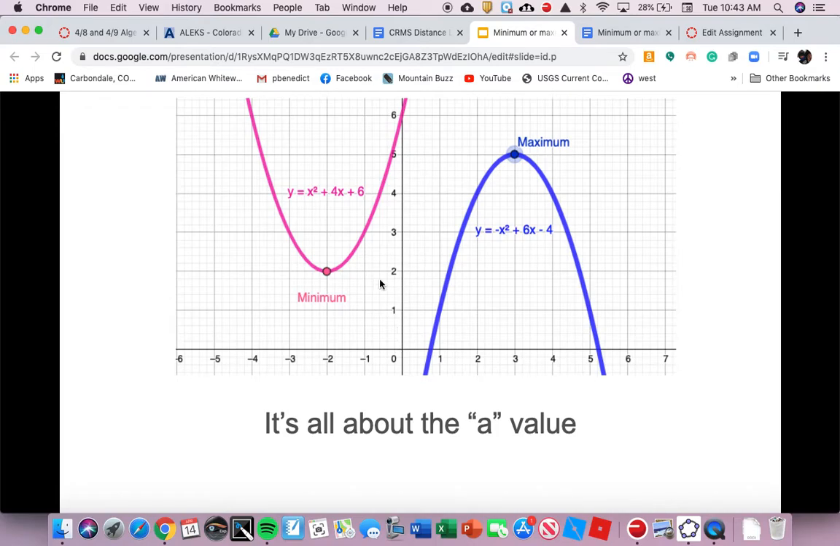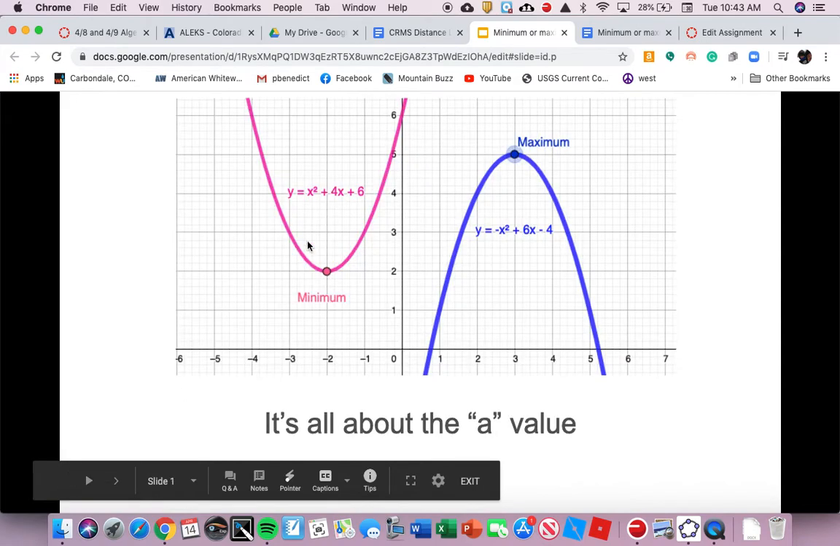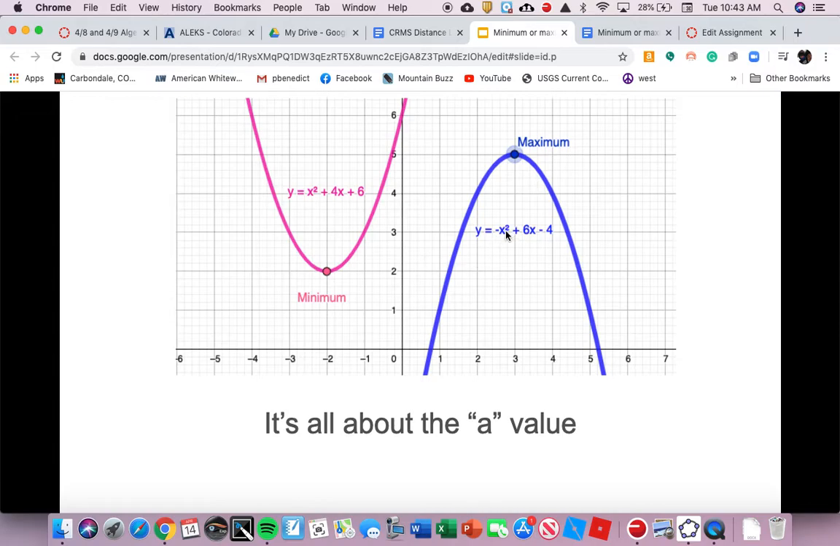First of all, let's talk about the a value, right? So my a value is that leading coefficient, or the coefficient of x squared. On the pink equation here, it is positive 1 and the parabola faces up. On the blue equation, it's negative 1 and it faces down.